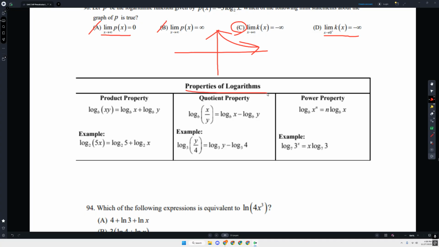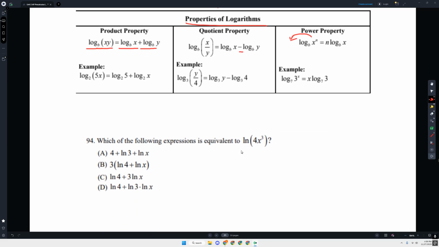And now we have our properties of logs, which is log b of xy is equal to log b of x plus log b of y. So pretty much multiplication becomes addition. Quotient pretty much means division becomes subtraction. And power means if you have an exponent on the inside, it comes to the outside as a whole number or as a ratio. So we're first going to split this up into ln of 4 plus ln of x to the 3. Which should be 3 ln of x plus ln of 4, which should be this.